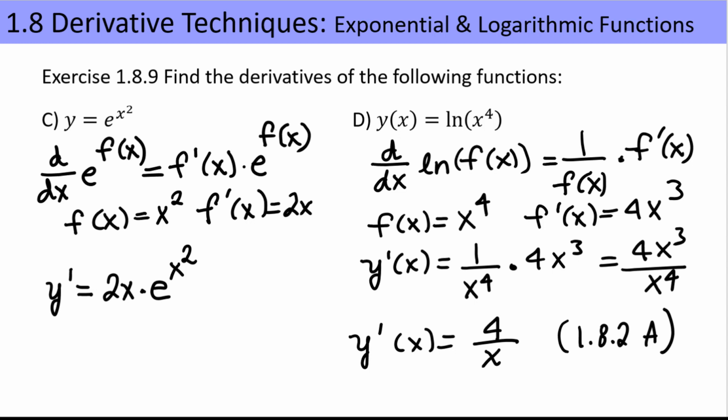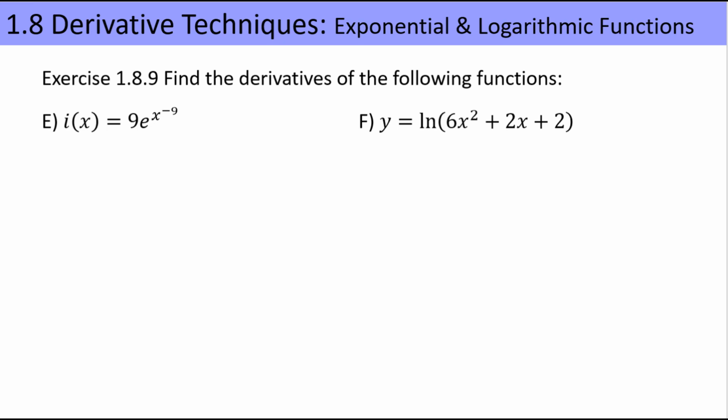Part E, I of x equals 9 times e to the power of x to the power of 9. Let's take the derivative. We start with I prime of x equals constant times a function rule, so we'll have the constant 9 times. Now we will take the derivative of e to the power of x to the power of 9. We start out by writing e to the x to the negative 9, and then we need to take the derivative, so I'll write d dx of x to the negative 9.